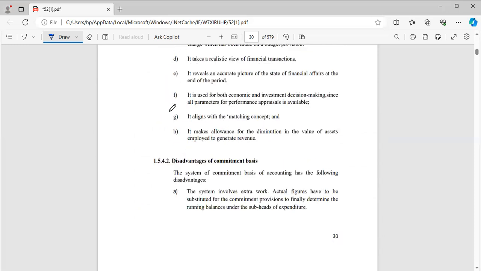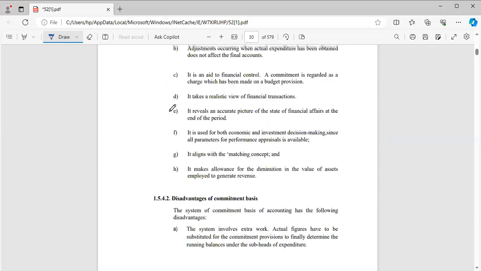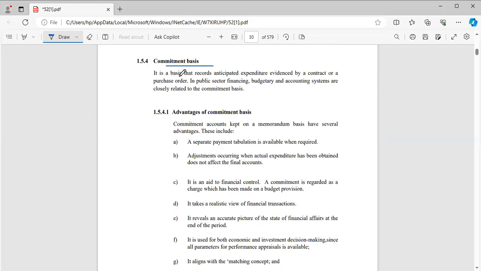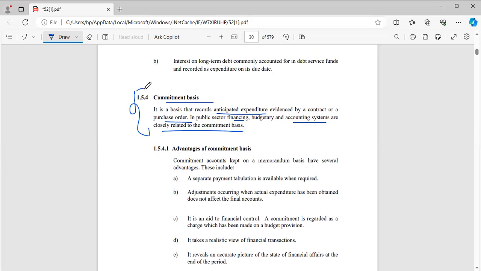Then the last but not the least is commitment basis. It is a basis that records anticipated expenditure, evidenced by a contract or a purchase order. In public sector financing, budgetary and accounting systems are closely related to commitment basis. So what I want to say under this basis is that commitment basis records a transaction when governments are committed to a transaction. That's what it means. So whenever government issues out a purchase order, or there's any evidence of a contract document, it means that the transaction should be recorded.